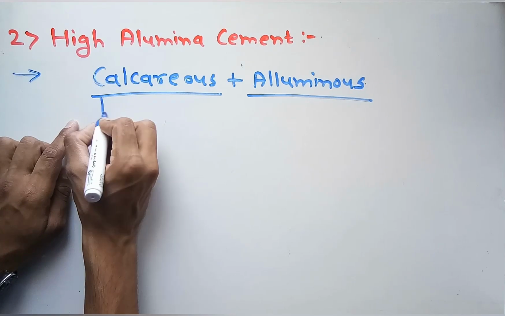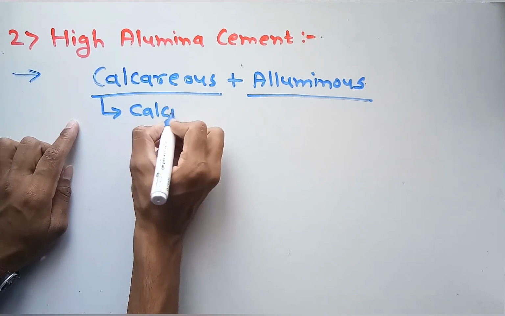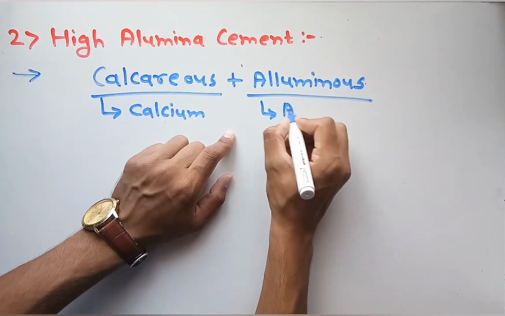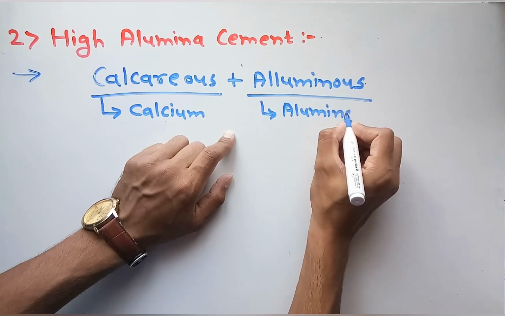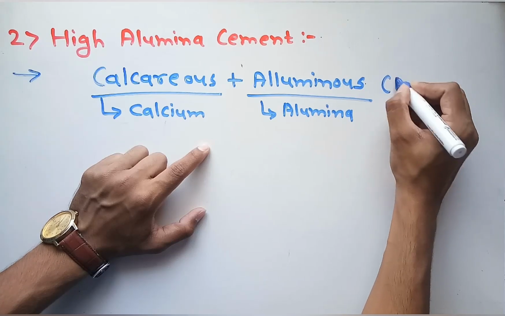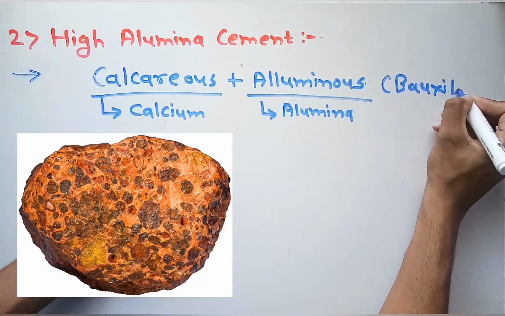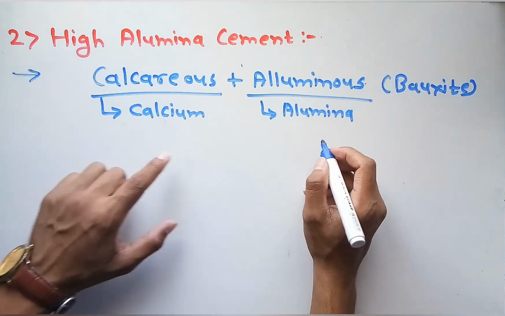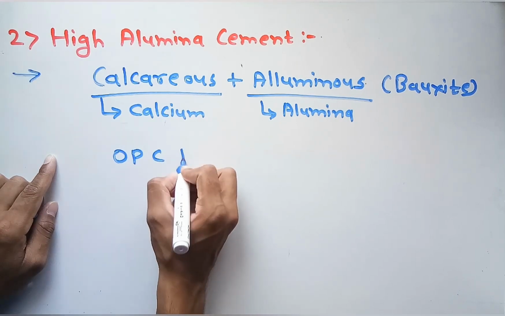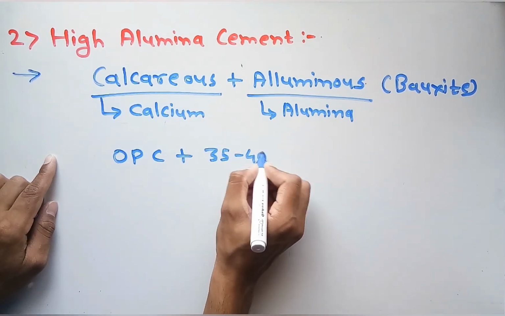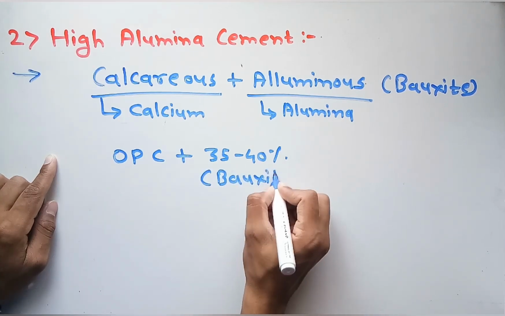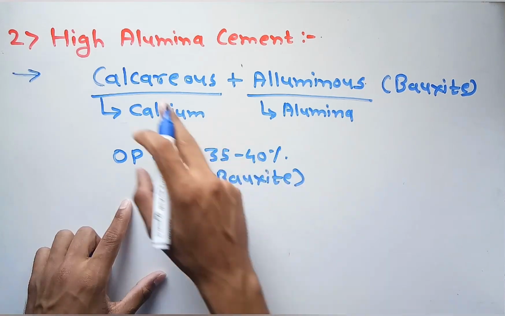Now the difference between calcareous and aluminous material: in the calcareous material, the main constituent is calcium, and in the aluminous material, the main compound is alumina. In case of high alumina cement, the aluminous material we use is in the form of bauxite. The proportion is OPC along with around 35 to 40% of bauxite. So this is the basic proportion which is maintained to produce the high alumina cement.